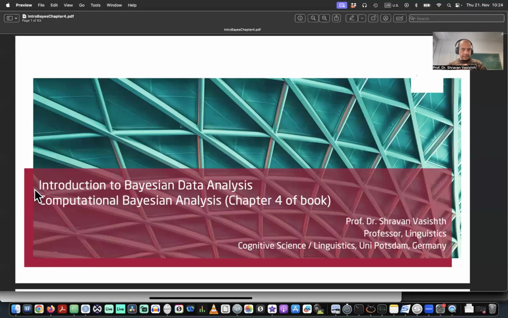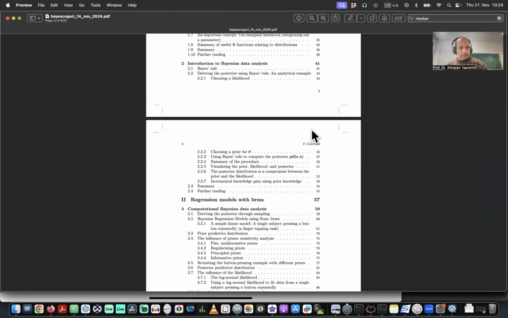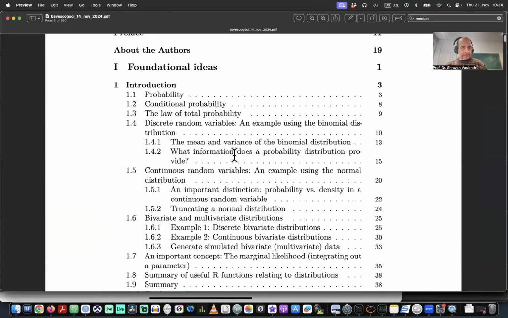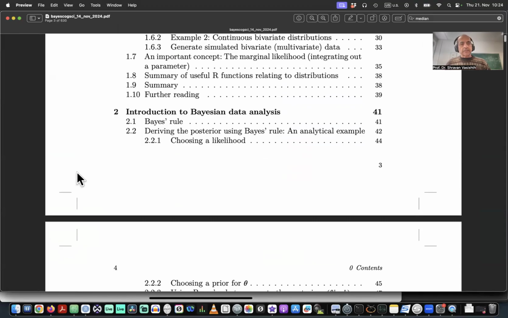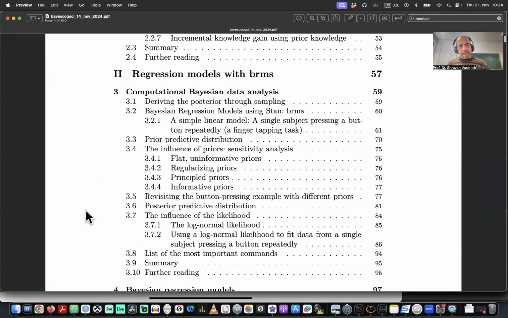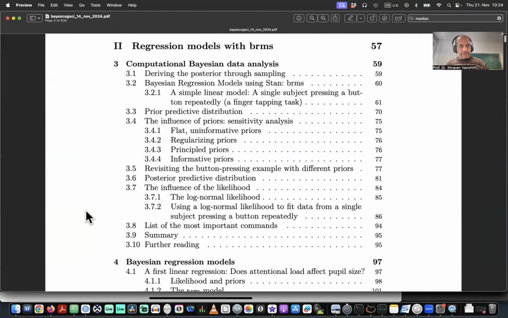Right, so these are the slides, and where we are at with the textbook is that we have already looked at the foundational ideas in the introductory chapter, and then looked at Bayes' rule. We've fit some simple linear models, very simple linear models with just one intercept, for example, using BRMS, which is the front end for Stan.